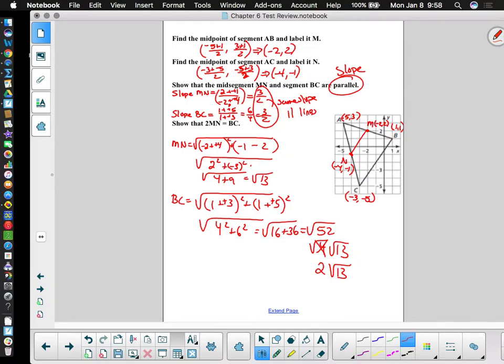So yes, I just verified this is exactly twice as much. Now, if you're really stuck on this simplification, if you decimalize both of them and show me that one is twice as much as the other, I'd probably be okay with that. But this is a better way of doing it. So you're going to have to use midpoint, distance, and slope formulas, each one twice on that problem. You got to know which one to use when.